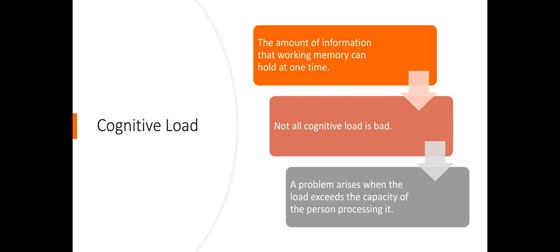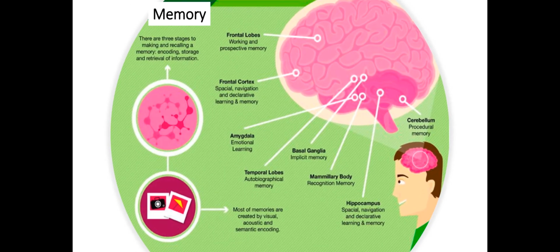However, the problem arises when the load, the information coming in, exceeds the individual's capacity for processing it. What we do need to understand when we're talking about cognitive load, working memory and processing is what memory is. Now, there are three types of memory that we need to understand together in order to figure out what we are talking about when we're talking about children with diverse learning needs and learning.